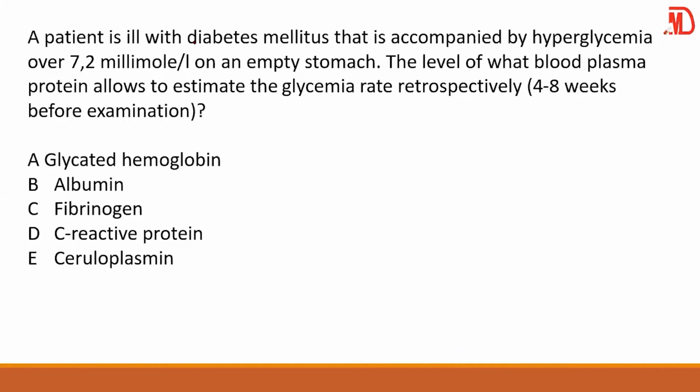A patient is ill with diabetes mellitus that is accompanied by hyperglycemia over 7.2 on an empty stomach. The level of blood plasma proteins allows estimating the glycemia rate retrospectively. When we say retrospectively, that means for a period of one month or two months, what is the rate of the sugar in the blood? And we know that glucose loves to bind with proteins.